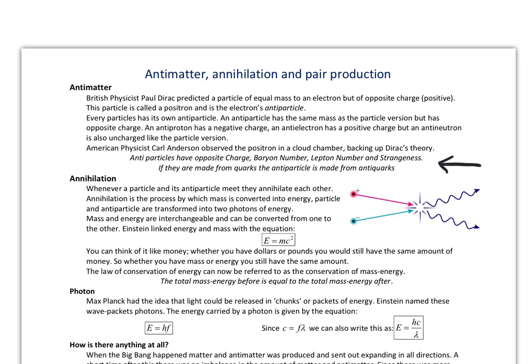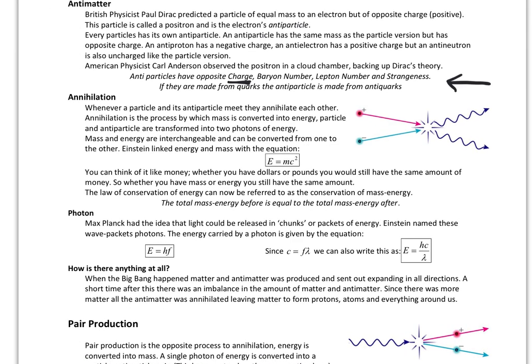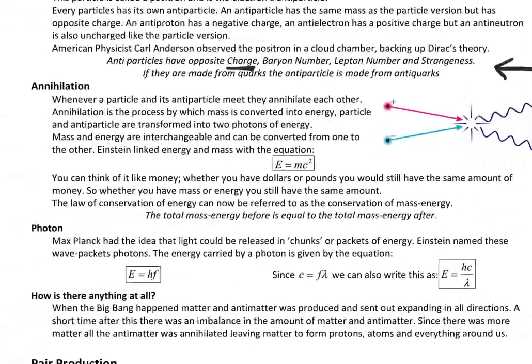Pretty much, antimatter in a nutshell, everything about them is the same except the big deal is that they have opposite charge. I don't know that we're going to really run into baryon number and lepton number. Then it's possible to take a particle and its antiparticle and annihilate each other and create energy, in the form of photons, usually gamma photons. The energy that's produced is linked to the mass of the particles by, of course, E equals mc squared.